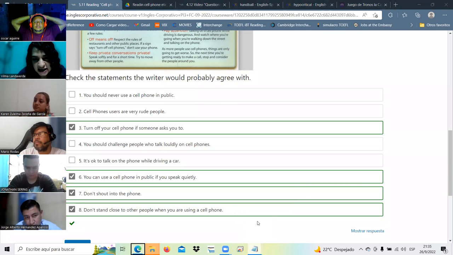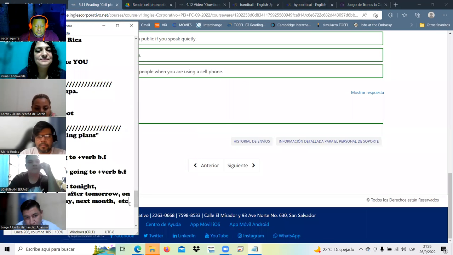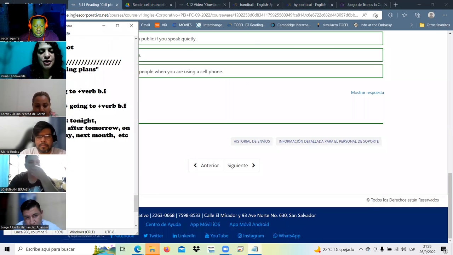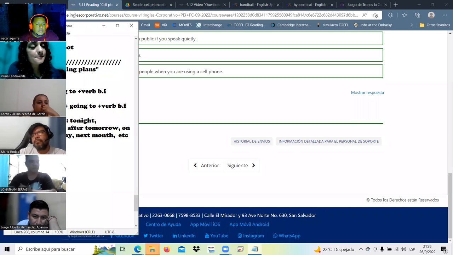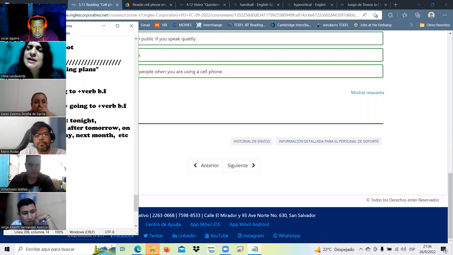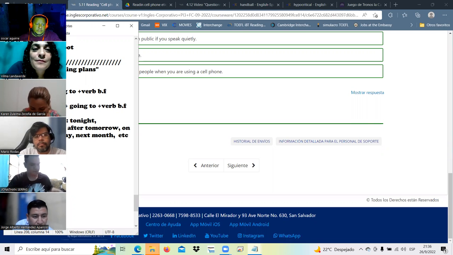What is the difference between don't stand and can't stand? Example, don't stand or can't stand. Is there any difference? Do you know? Son completamente diferentes, por cierto. ¿Alguien sabe what their meaning? Don't stand, ¿a qué se refiere entonces don't stand? In general, and can't stand is a personal.